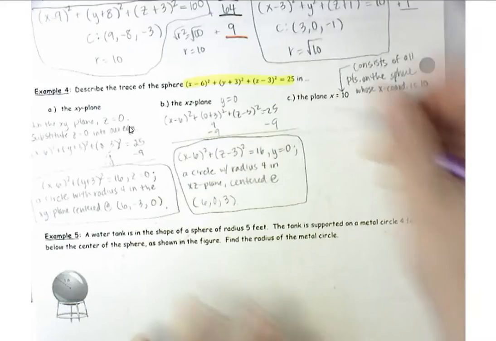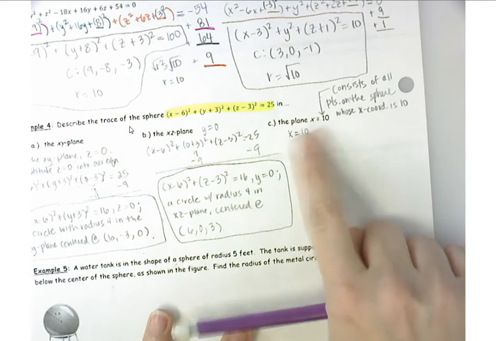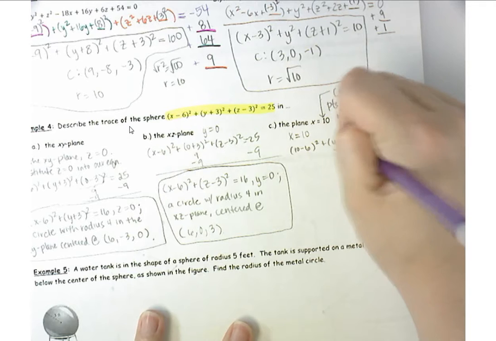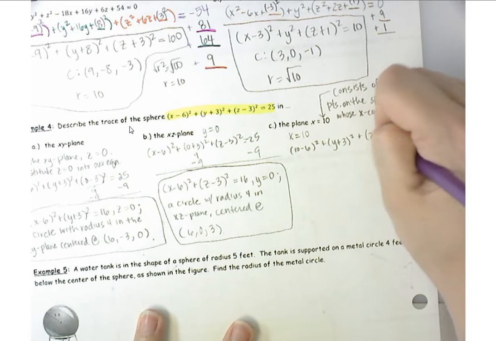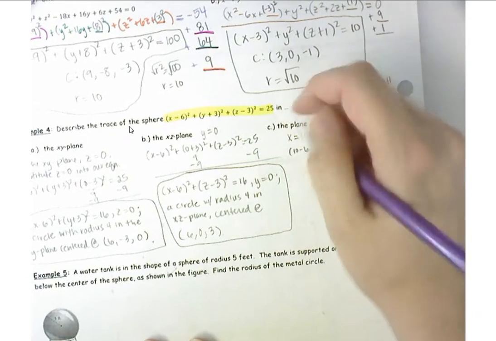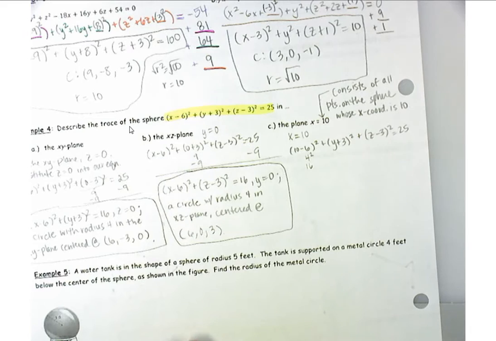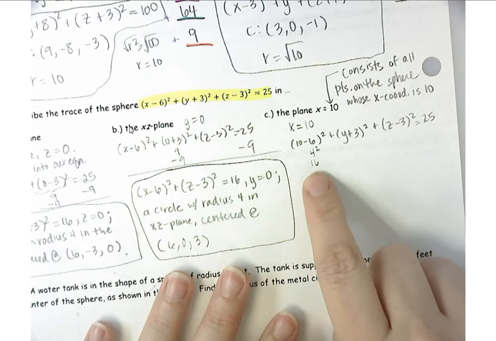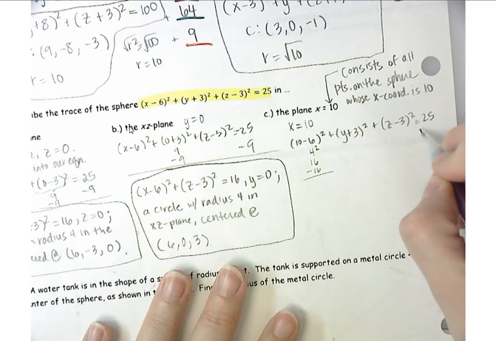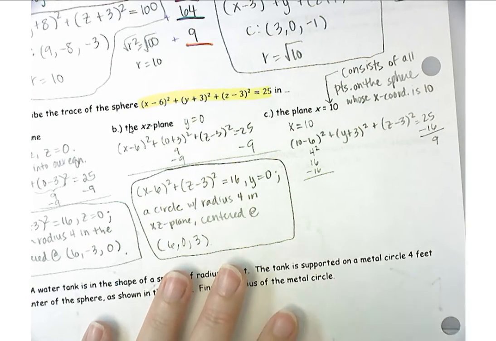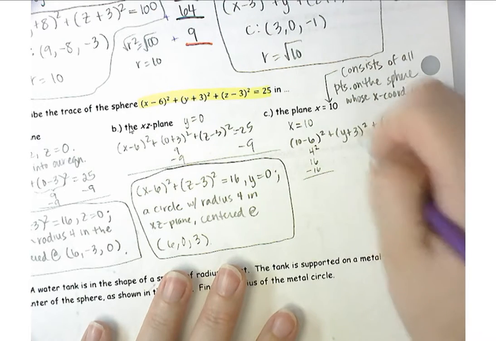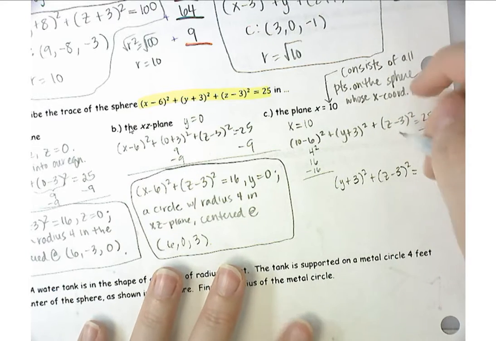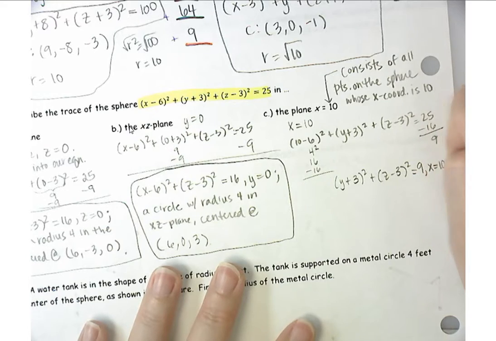Okay, so now for this one, you are going to substitute in 10 for x. So you're going to have (10 - 6) squared plus (y + 3) squared plus (z - 3) squared equals 25. So 10 minus 6 is going to be 4. 4 squared is going to be 16. So that's what you're going to be subtracting from each side. I'm going to subtract 16 here and subtract 16 from here. And then I'm going to write my new equation. So my new equation is (y + 3) squared plus (z - 3) squared equals 9. And that's when x is equal to 10.